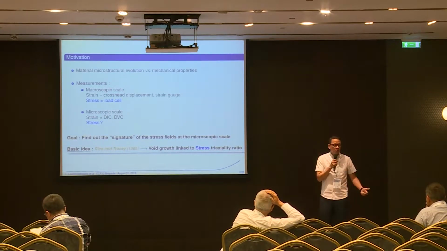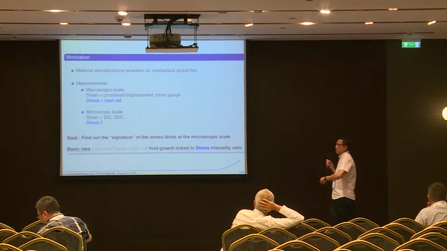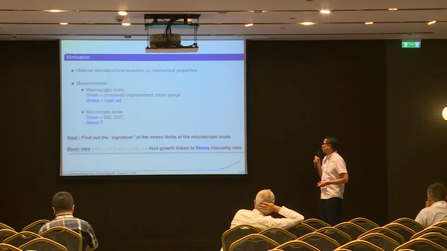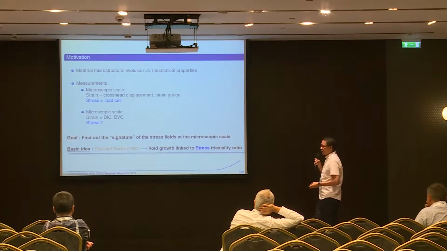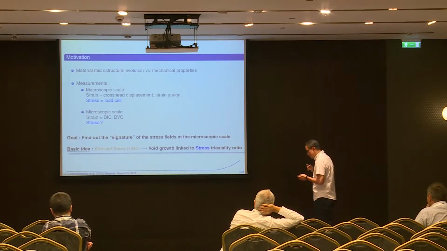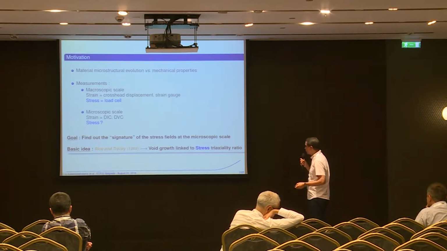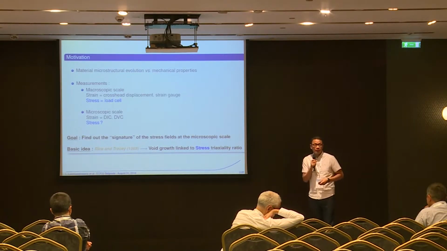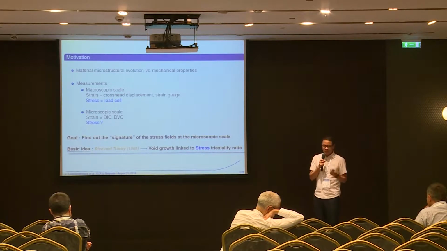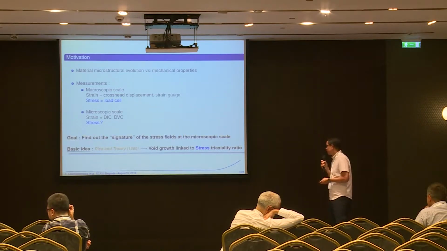Measurement, for instance, at the macroscopic scale: the strain will be obtained from the displacement or from the strain gauge, and the stress is obtained by the load divided by the net section. Whereas at the microscopic scale, we can determine the strain tensor with DIC or DVC. But about stress, we can't access the local stress unless we have a model. So the goal is to find out the signature of the stress fields at the microscopic scale.